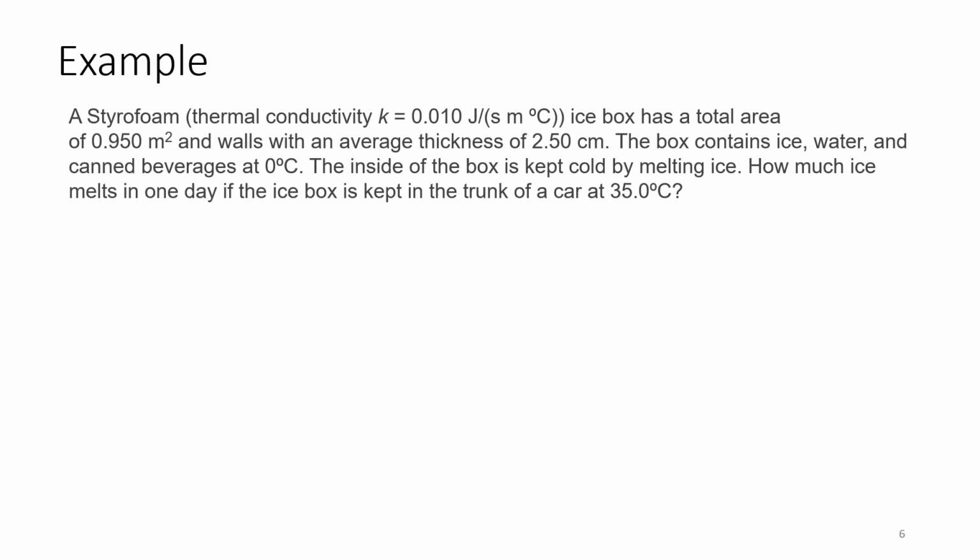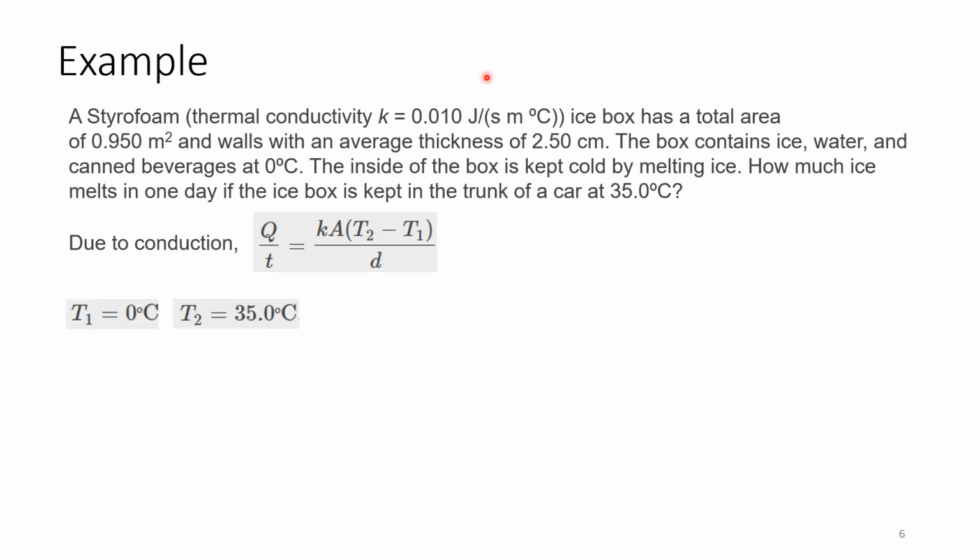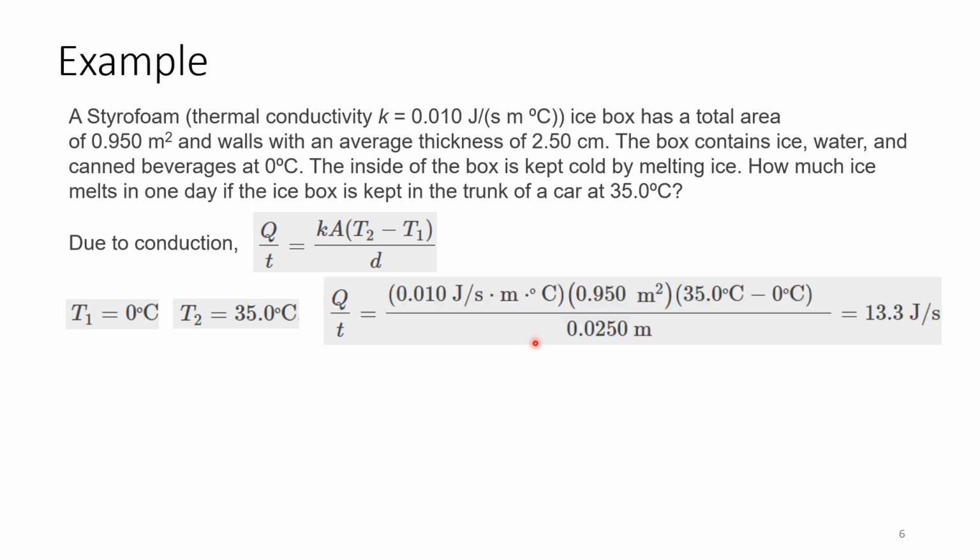Let's look at this example together. Now we also have an icebox, but this time we are not considering the icebox as an ideal calorimeter as before. There is a net heat transfer between the objects in the icebox and the environment outside, determined by the rate of heat transfer by conduction. In the icebox, the temperature is always kept at 0 degrees Celsius, and the environment temperature is always 35.0 degrees Celsius, so that the rate Q over t equals the thermal conductivity of the material times the surface area of the icebox times the temperature difference divided by the thickness of the icebox.